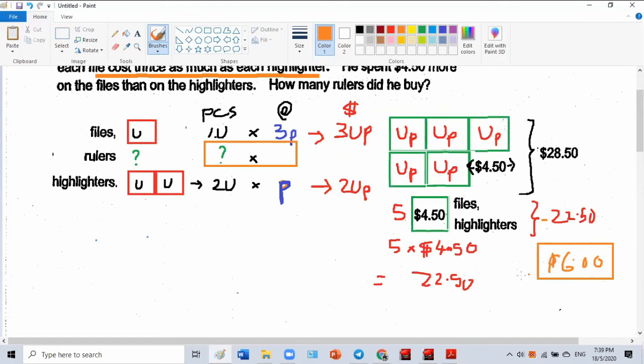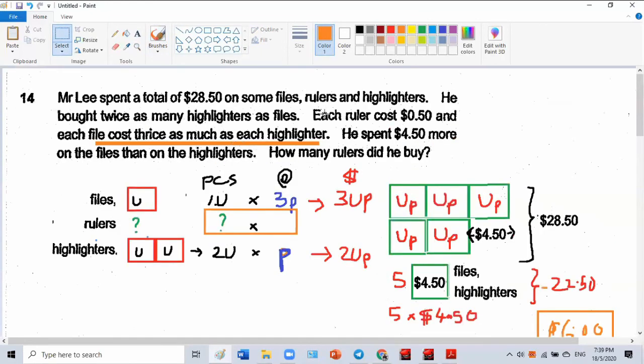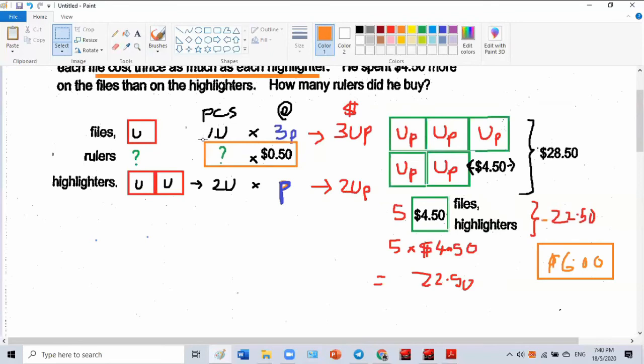So far, if this is the money spent on rulers, how much does one ruler cost? Each ruler costs 50 cents. I forgot to write it. Sorry. How come no money for the ruler? He didn't give me the price for this, but he gave me the price for rulers: some number times 50 cents. Agree or not? So we don't know how many pieces, but 50 cents each.